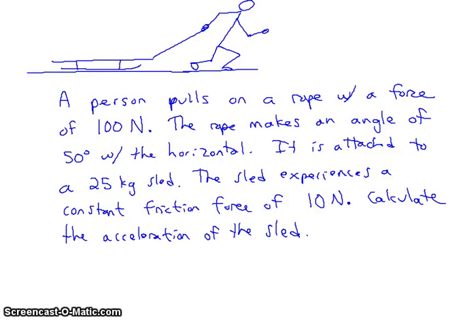Okay, so let's look at this question together. It says a person pulls on a rope with a force of 100 newtons. The rope makes an angle of 50 degrees with the horizontal. It's attached to a 25 kilogram sled. The sled experiences a constant friction force of 10 newtons. Calculate the acceleration of the sled.